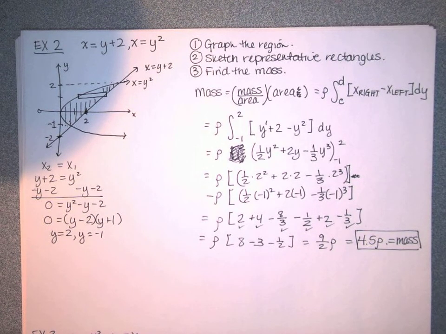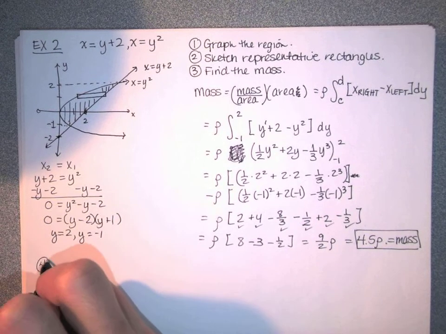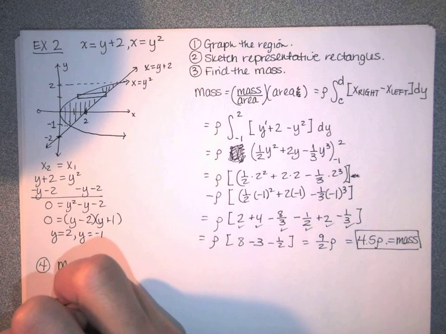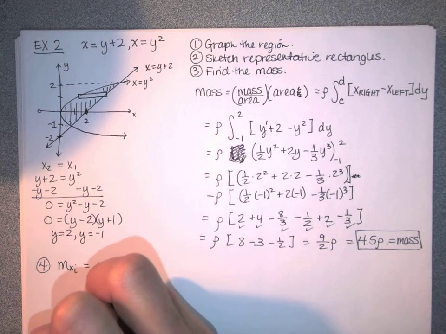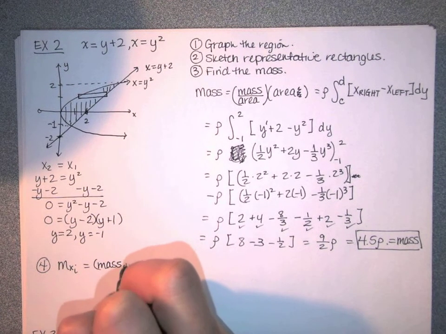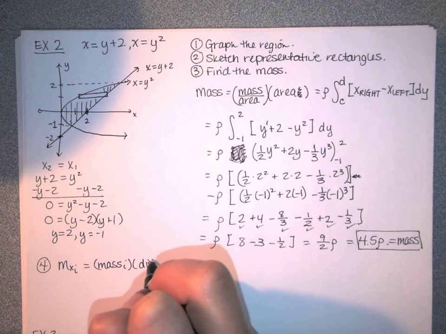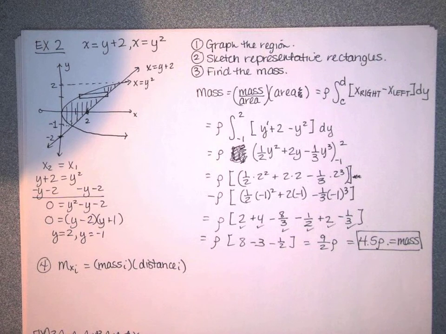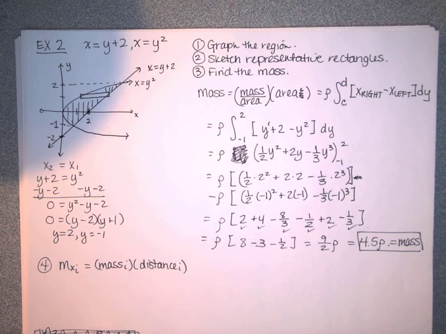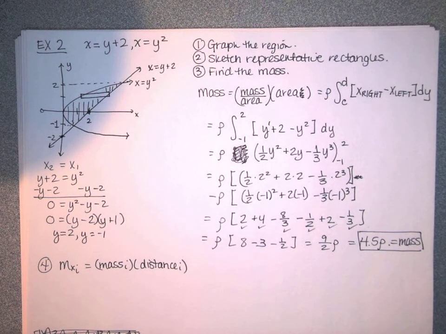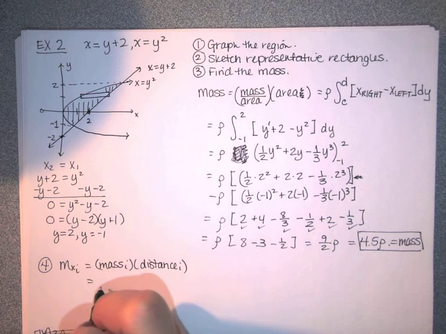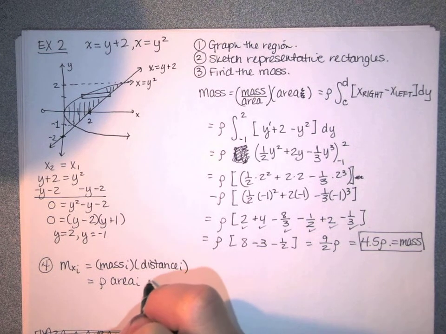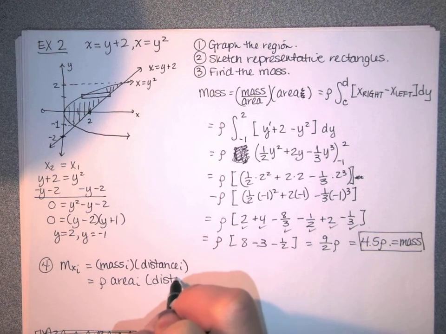All right, now we're ready to find the moments about the x and y axes for this particular rectangle. The moment about the x-axis is the mass times the distance to the x-axis. There's another problem down here. We don't have time to do it. I'll have to do that in a different video. Okay. Mass is density times area, and we're still multiplying by the distance to the x-axis.